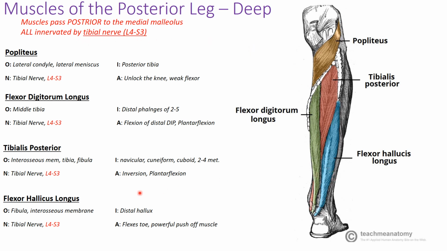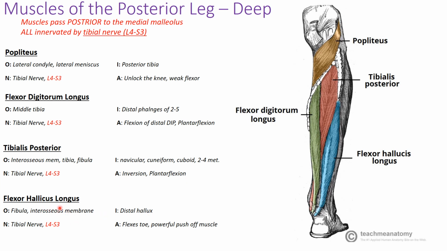Action of this muscle is going to be inversion. Just like the tibialis anterior, both the tibialis muscles cause inversion of the foot. And then the tibialis posterior is going to have plantar flexion, whereas the tibialis anterior had the dorsiflexion.